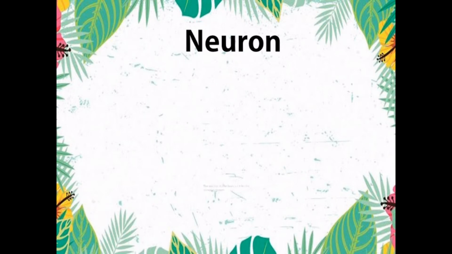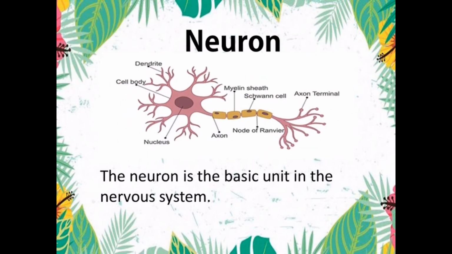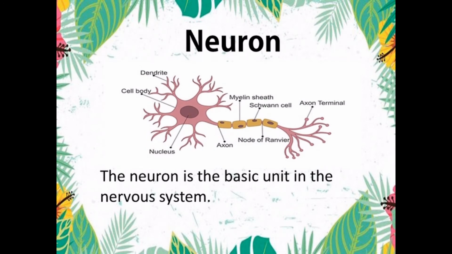Before we go to the CNS, let's learn first what is a neuron. A neuron is the basic unit in the nervous system. The neuron looks like this. Again, neuron is the basic unit in the nervous system.